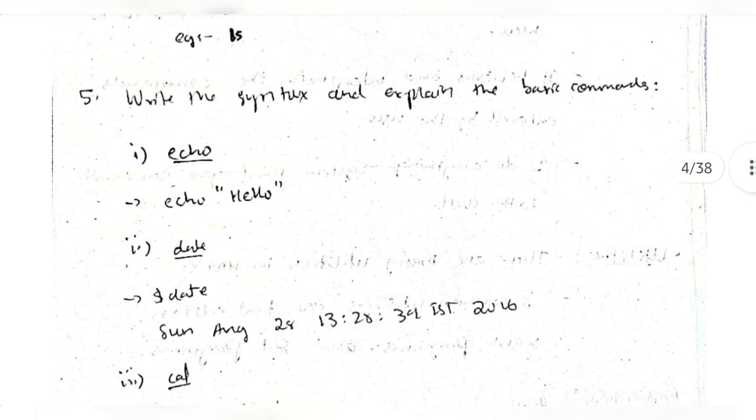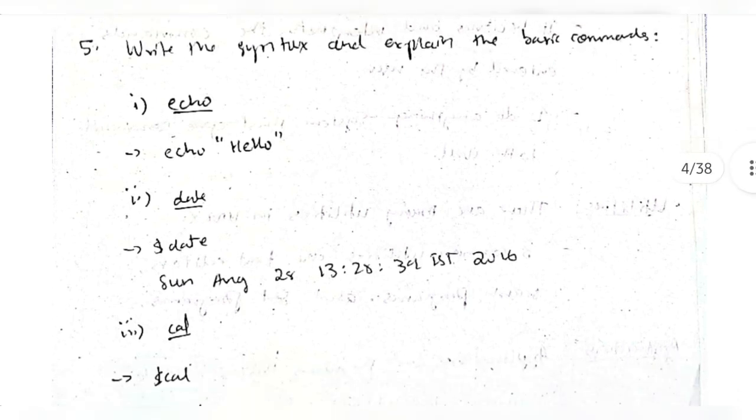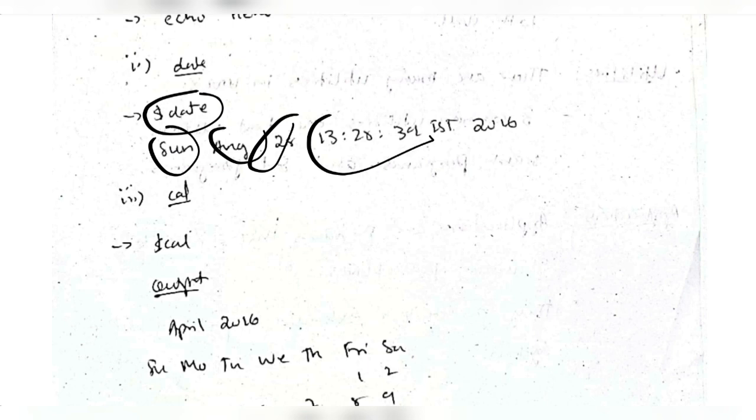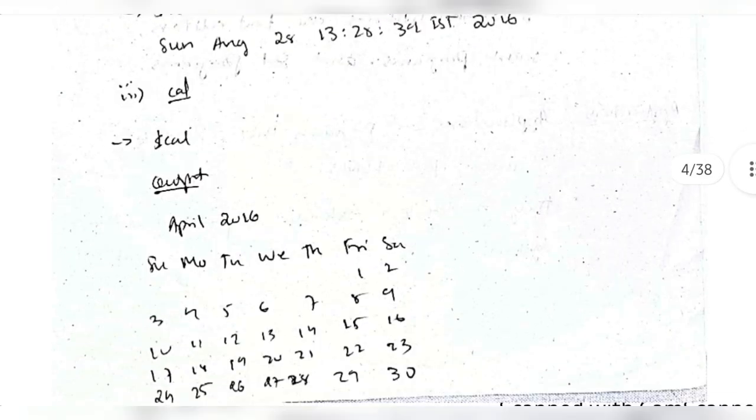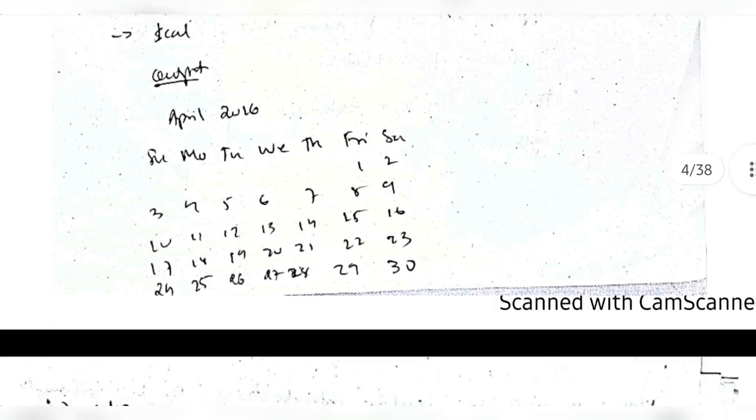And the fifth question is write the syntax and explain the basic commands. These are the repeated commands which have been asked many times. So the first one is echo. What is the syntax? echo hello. So the output will be hello. Next one is date. If we write $date, at that time what will happen is Sunday, August 28, the time, the time zone, and the year will get printed. If we write $cal, it will output the calendar.